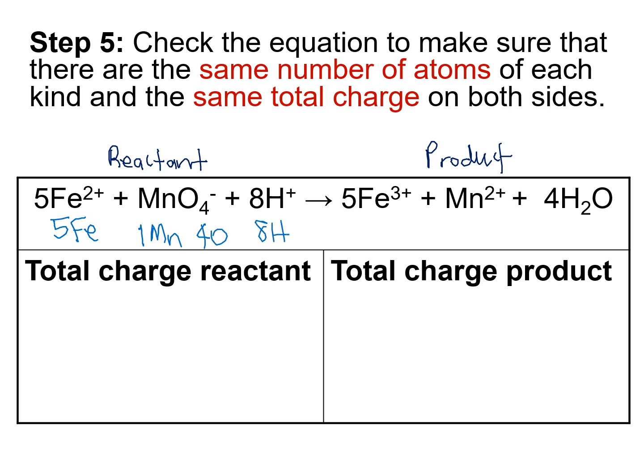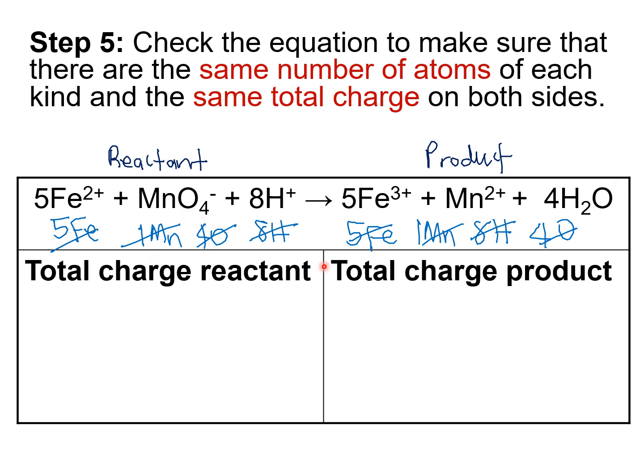Bahagian produk kita ada 5Fe, 1Mn, 8 hidrogen dan juga 4 oksigen. So, kalau kita tengokkan, kita memang ada bilangan atom yang sama di kedua-dua belah. Makanya, equation yang kamu buat tadi tu memang betul, balance.